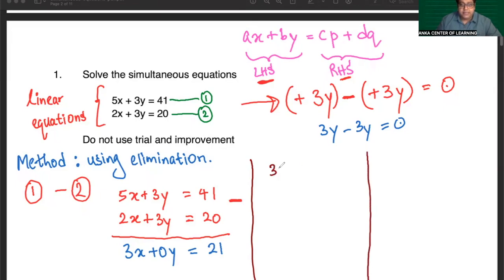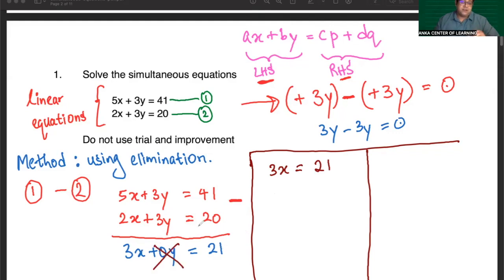We have 3x equals 21. This is what the equation simplifies to, because there is no point of writing the 0y because it's 0 after all.